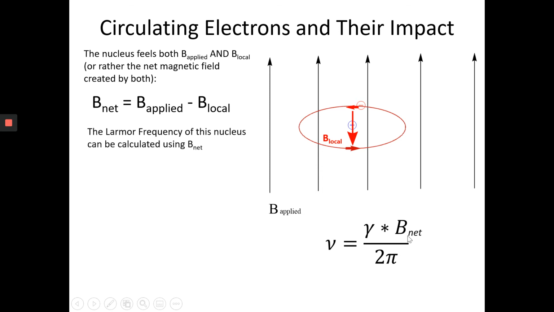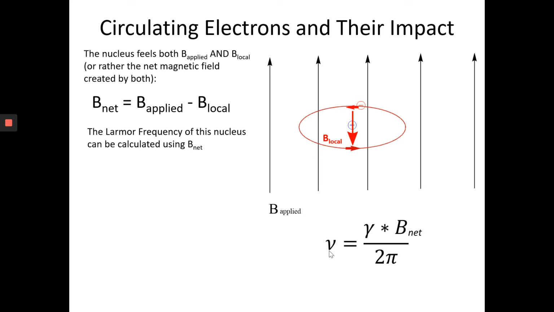So really, if we go back to this equation right here, the Larmor frequency is directly proportional to B net, right? B net is the net magnetic field when you take the applied field and you subtract off the local field. The net magnetic field really is what determines the frequency that will flip this nucleus up and down.